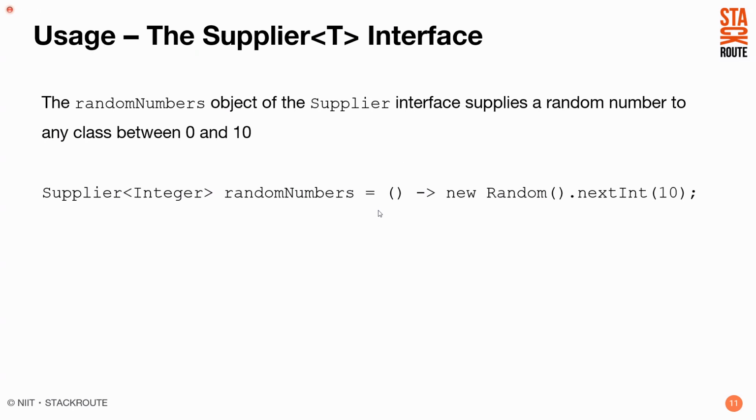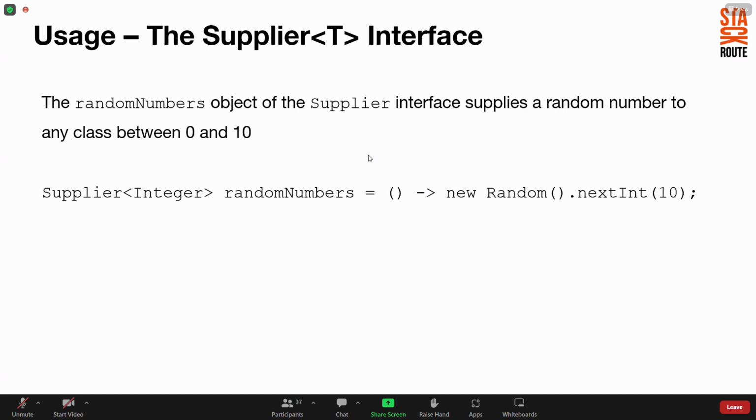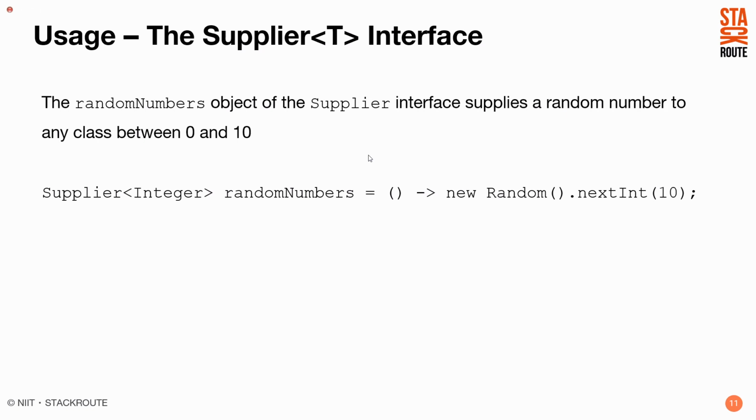In various sprints, I told you to try a random number generator. So one example they have provided with supplier is getting a random number. A supplier interface of type integer, object name with no input, whereas it is going to return a random number from 0 to 10. So we are using the random number object of the supplier interface, which is going to supply a random number between 0 and 10.